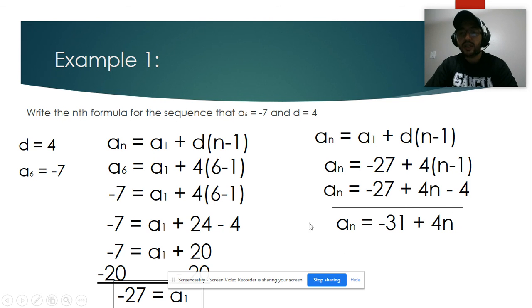So that's how you find the nth formula when the first term is not given, or the sequence is not given. If you have any term of the sequence and the distance, you can write the nth formula. Okay.